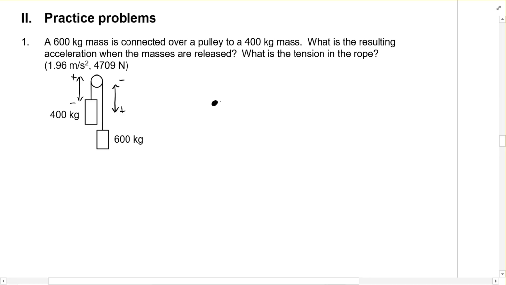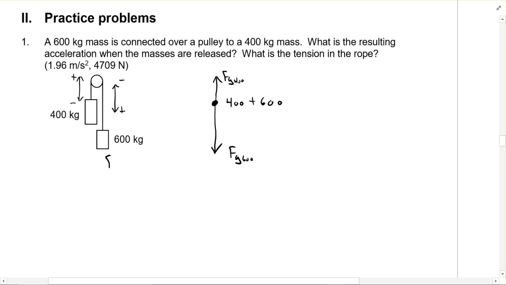So make a dot, and this is for both of them together, the 400 plus the 600 together. And going downward is going to be the force of gravity of the 600 one. So let's figure out both of those actually, but I'll finish this one though. So we're going to have that, and then going up, we're going to have the force of gravity of the 400 kilogram one.